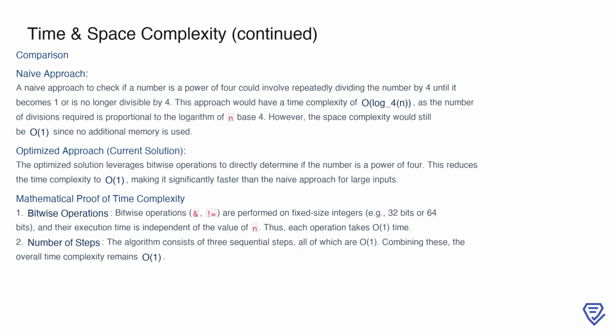In contrast, the optimized solution we're discussing makes use of bitwise operations to directly determine whether the number is a power of 4. This significantly reduces the time complexity to O(1), as the operations are performed in constant time, irrespective of the input size. The mathematical reasoning behind this efficiency lies in the nature of bitwise operations. They operate on fixed-size integers, such as 32-bit or 64-bit representations, and their execution time does not scale with the value of n. Since the algorithm involves only 3 such constant time steps, the overall time complexity remains O(1), making it far more efficient than the naive approach for larger inputs.